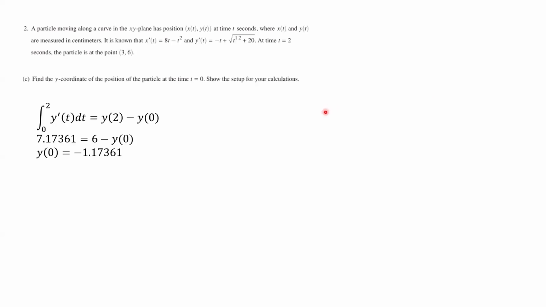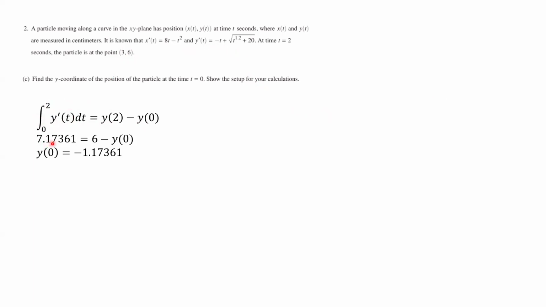Find the y-coordinate of the position of the particle at time t equals 0. Show the setup for your calculations. So the y-coordinate, well, they give us this initial condition, so we've got to use it somehow. So let's use a definite integral. Integral from 0 to 2, y prime of t dt. The fundamental theorem of calculus tells us it's y of 2 minus y of 0. So this left-hand side, you can plug into your calculator.